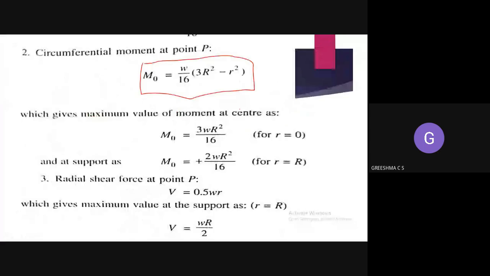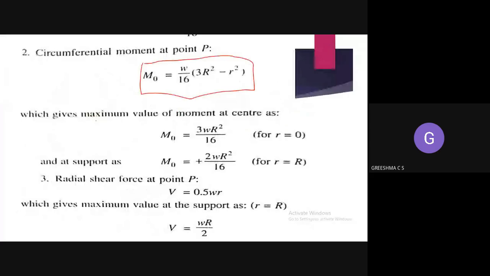So in the center, r is equal to 0 because it is the origin point. See here, this is the origin point. The small r is equal to 0. So you can substitute r is equal to 0 here, and you'll get the equation for maximum circumferential moment: 3wR square divided by 60.